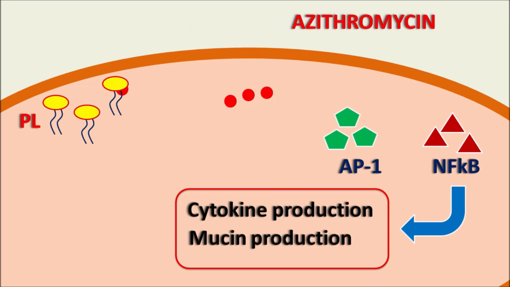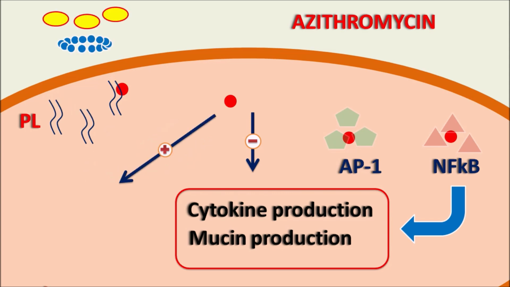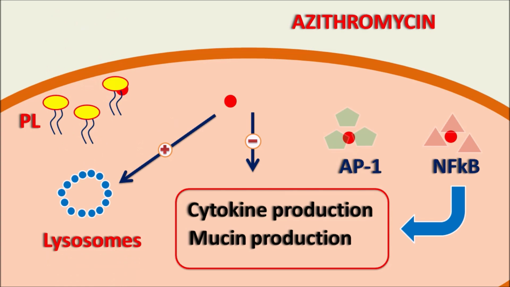Now azithromycin can interact with this AP1 so that it can modulate this transcription factor, and it can also interact with the NFKB and again modulate its activity, such that azithromycin can inhibit the cytokine production as well as mucin production. And it can also show a few delayed pharmacological actions. This drug can also promote lysosomal accumulation, which increases the phagocytic activity. In this way, azithromycin modifies the immunity and shows some anti-inflammatory activity by immunomodulation.